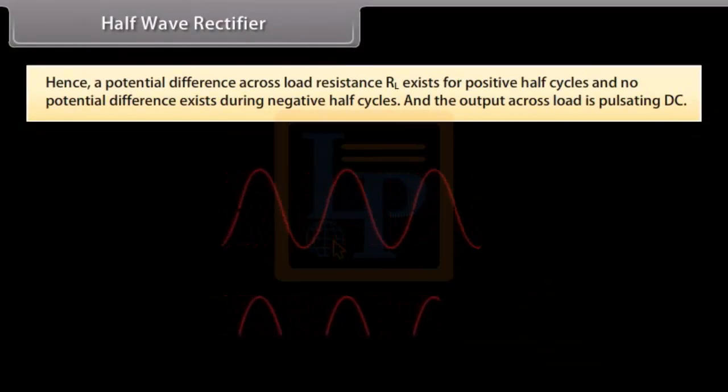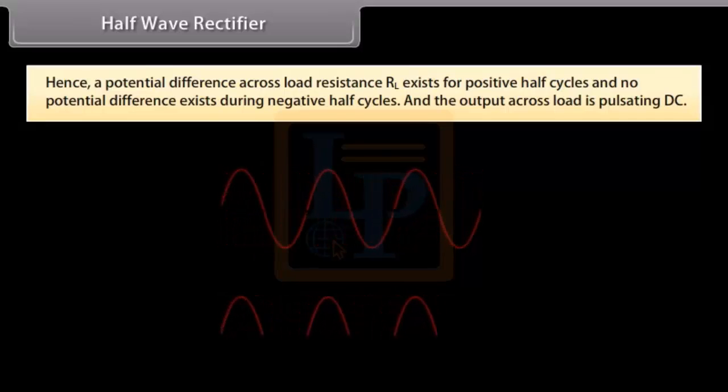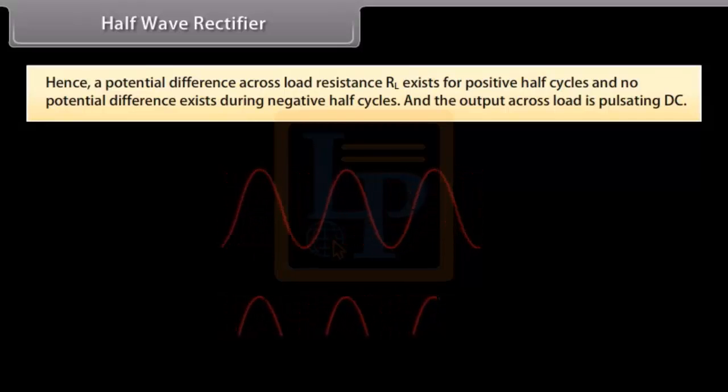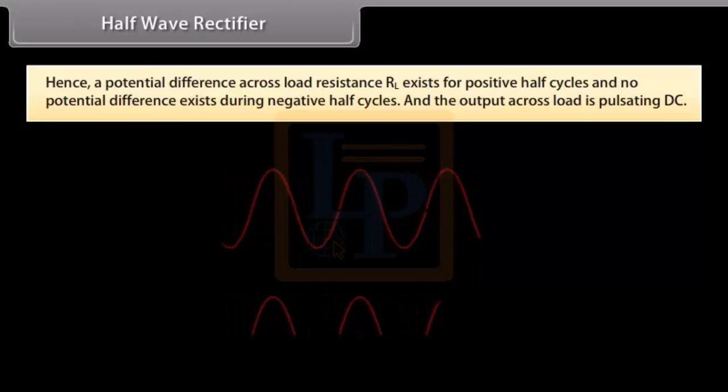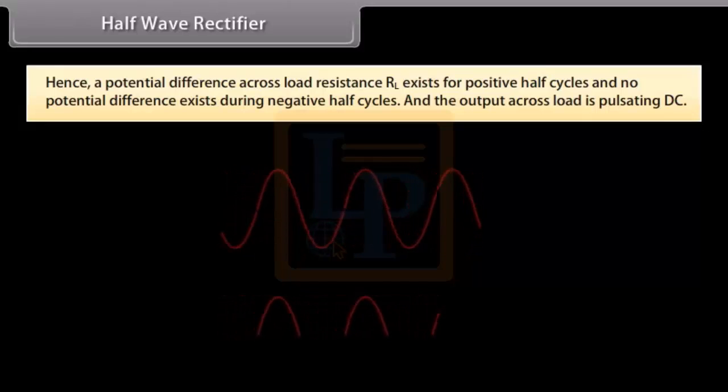Hence, a potential difference across load resistance RL exists for positive half cycles and no potential difference exists during negative half cycles. And the output across load is pulsating DC.